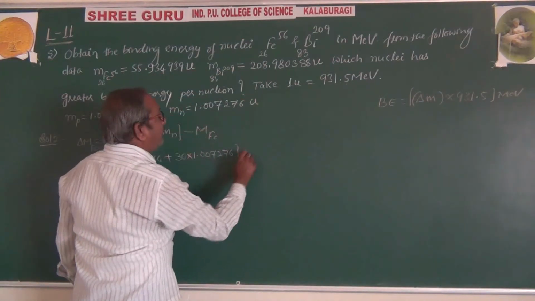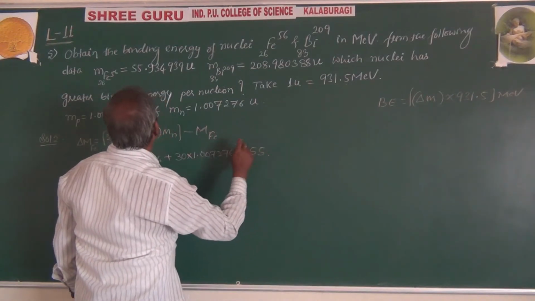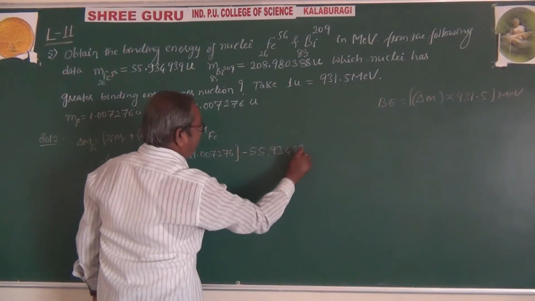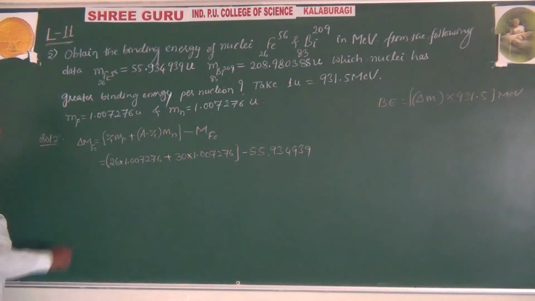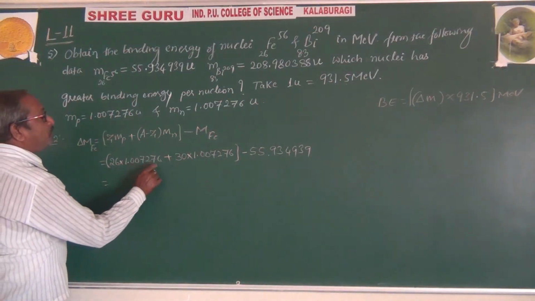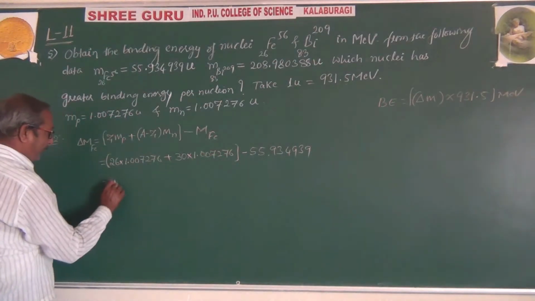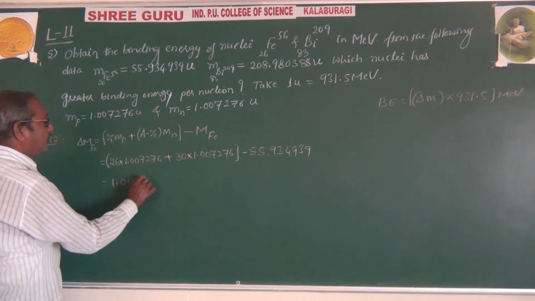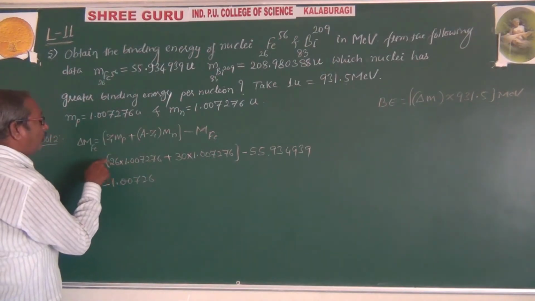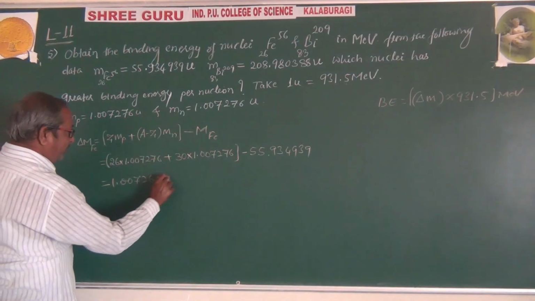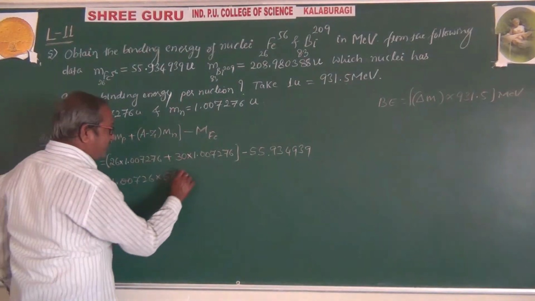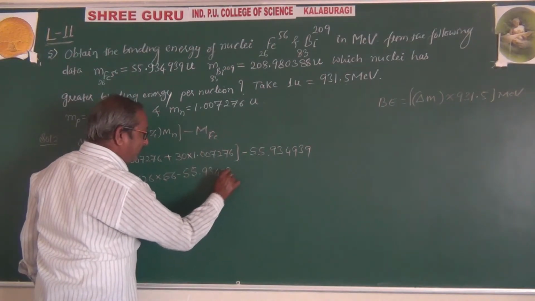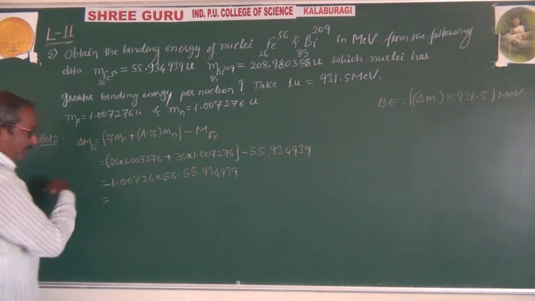Here we have 55.934939. Here 1.00726 is common, into the bracket 26 plus 30, which is 56, minus 55.934939. This we have to see.